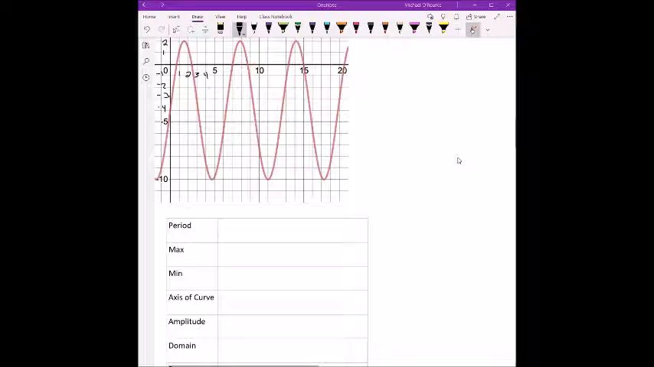Okay, I'm going to start going through it right now with you. But let's start with my max and min. My max is right here. So the highest point of my curve is my max. So that's going to be 2. My minimum is my lowest point of my curve. These spots. So that's going to be minus 10.